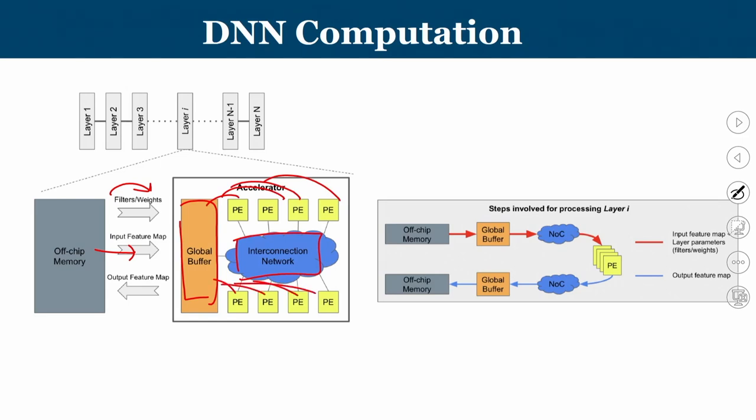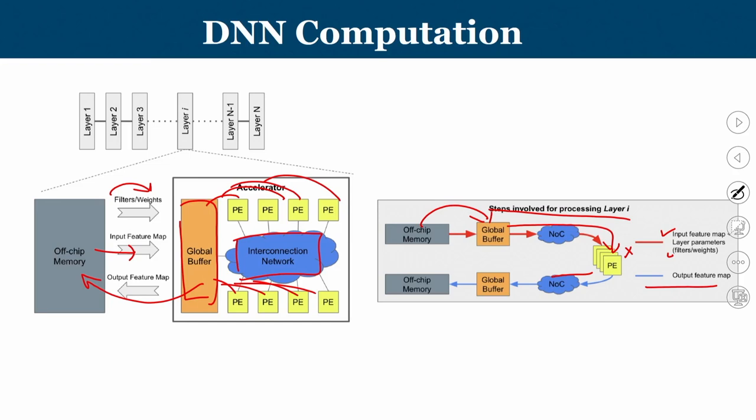In short, the steps involved in processing one particular layer are as follows. From the off chip memory, that is your DRAM, you move the data into the global buffer. It travels through the NOC into the appropriate processing element, where the input feature map and layer parameters are moved into the PE. In the PE you perform the actual convolution operation and the activation function. Once the output feature map is obtained, it travels through the NOC again back to the global buffer, and then back into the off chip memory. This is one layer. Similarly, you do it for the other layers.